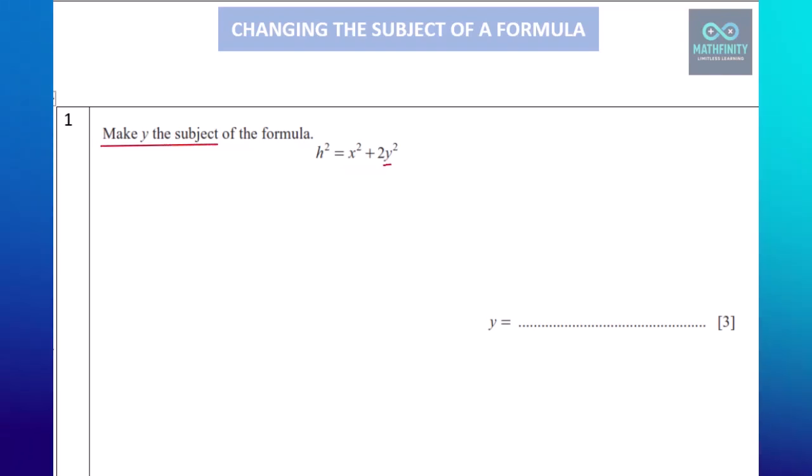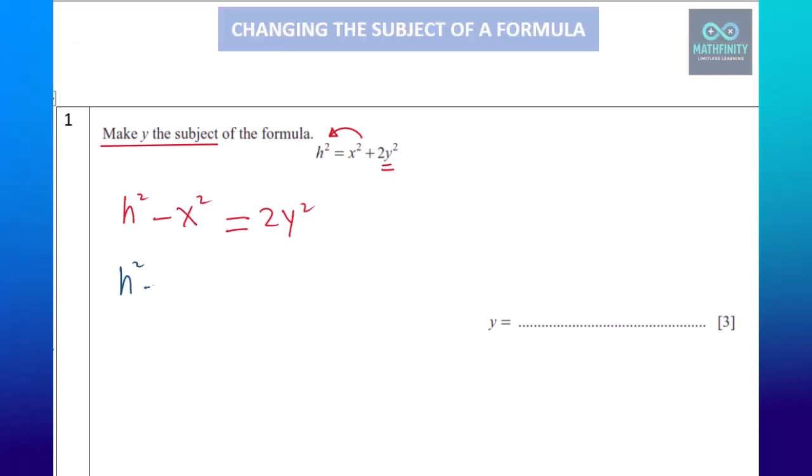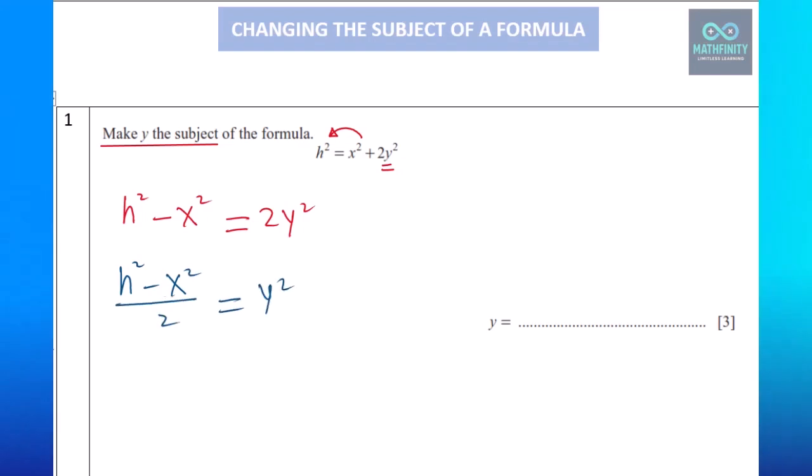So it means you have to separate y from the given equation. We can see y is on the left side. This one we have to separate. So first we will shift x squared to the other side. As x squared is positive on this side, when you shift it to the other side, it will be negative. So we will write this. Now we will shift 2. 2 is multiplying with y because there is no operation between them. So when you shift to the other side, you have to divide. So we can write h squared minus x squared over 2 is equal to y squared.